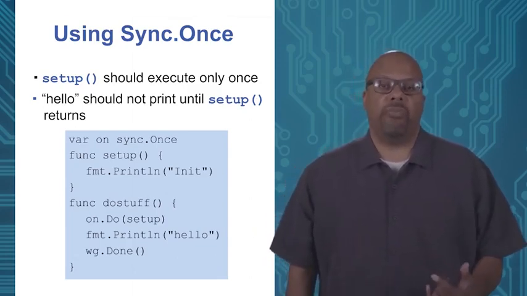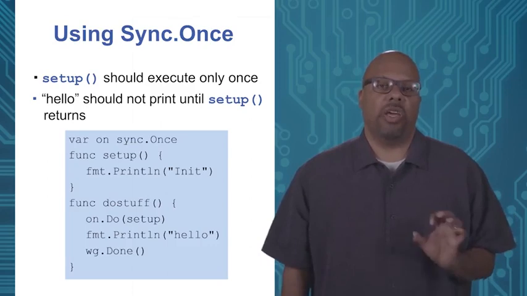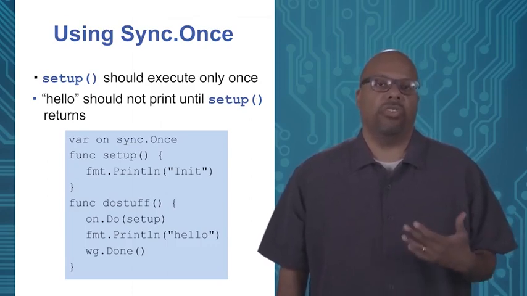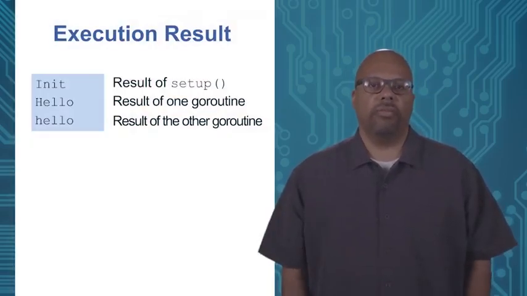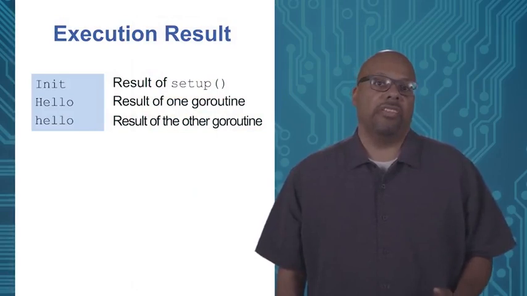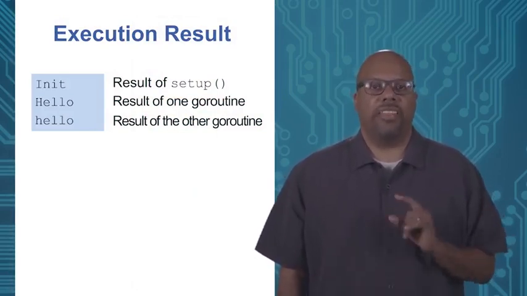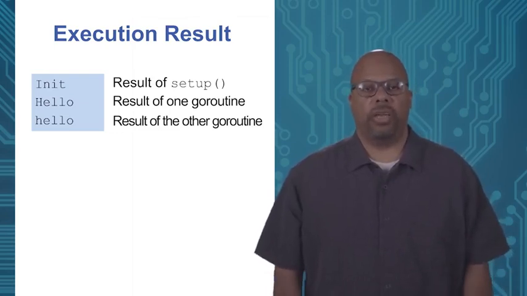But what's going to happen is that only one of those is actually going to execute. Not both Go routines are going to execute it. Only one's going to execute. So when we execute the code, we get this appearing on the screen. You get init first because that's the result of setup. Setup prints init. So that's the initialization process, and notice that happens first, which is what we expected.